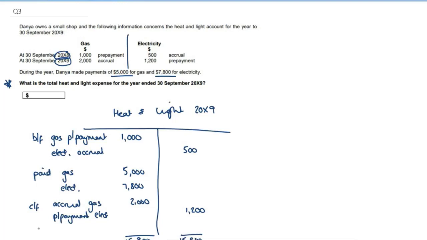I'm going to need a balancing amount to go to my profit or loss on my credit side, meaning that I'm taking a debit of 14,100 to the profit or loss. And that is the number I'm looking for, guys. So the light and heat expense for the year, reversing the prepayment accruals brought forward, recognising the stuff that's been paid during the year and adjusting accordingly for accruals and prepayments at the end, gives me my 14,100. And that's what we're looking for.